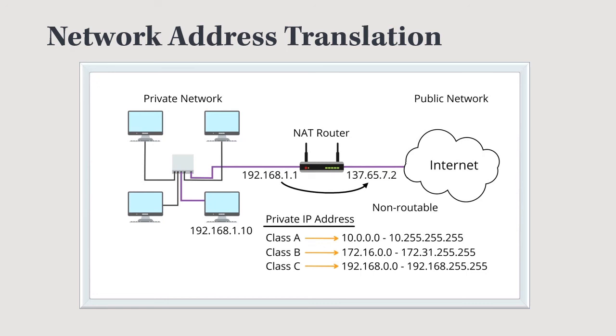And as we try to send packets out from our network, it's going to take that private IP address and translate it to the public IP address and then send it out on the internet. And then if anything comes back into that public IP address, it's going to translate it back to the private IP address.